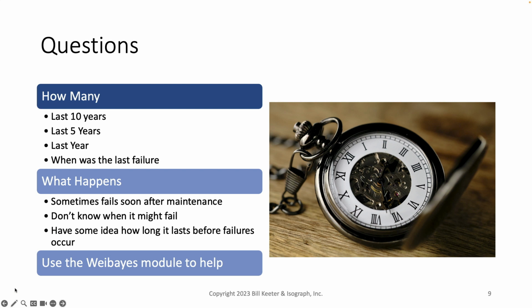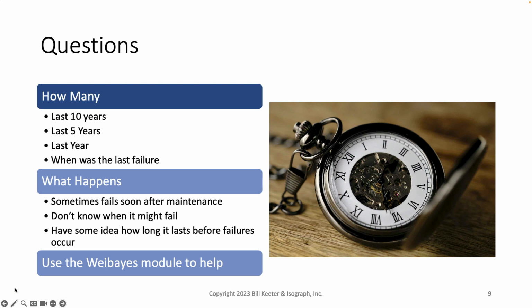We can start by asking how many failures have occurred, and what we want to do is make sure we look over some long period of time, like 5 years or 10 years. One of the problems that we get when we don't ask the question that way is that people tend to remember the most recent failures they've seen, so they'll be looking at other equipment and talk about it as the one that fails. So we want to make sure we ask over a period of time.